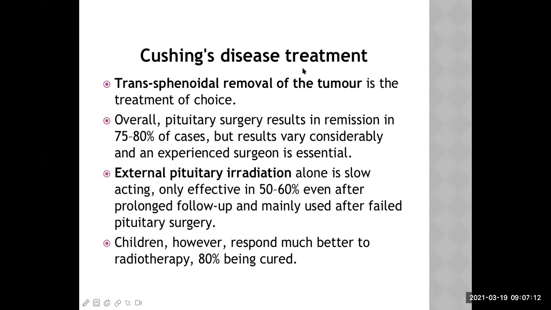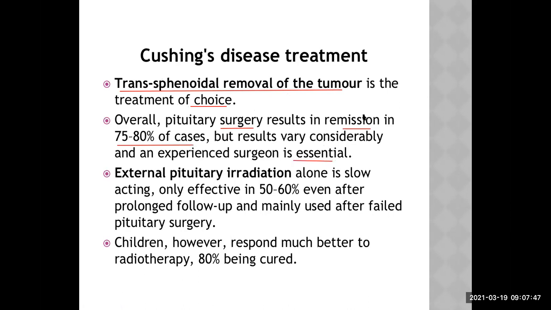Now, what are the other modalities of the treatment of Cushing syndrome? Transsphenoidal removal of the tumor is the treatment of choice in case of Cushing's disease, because there is a tumor in the pituitary gland and we need to remove it. This is known as transsphenoidal removal of the tumor. Overall, pituitary surgery by this transsphenoidal removal results in a remission in 75 to 80% of the cases, but results vary considerably, and an experienced surgeon is essential.